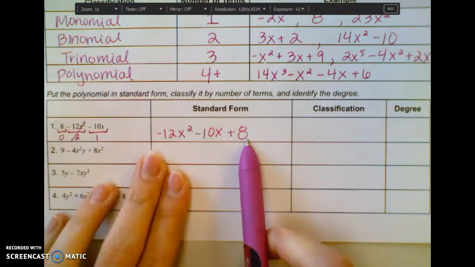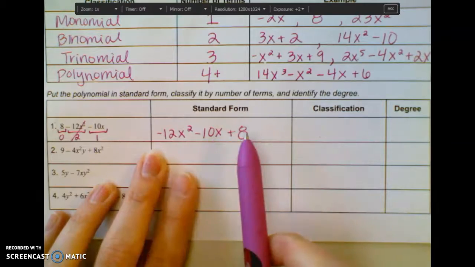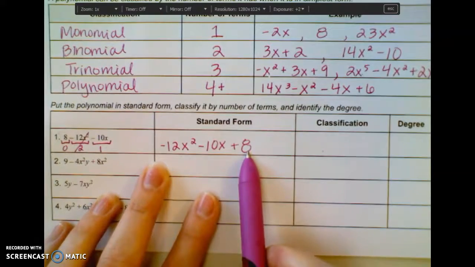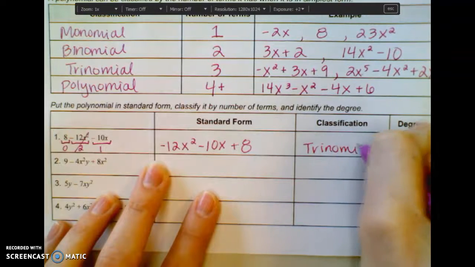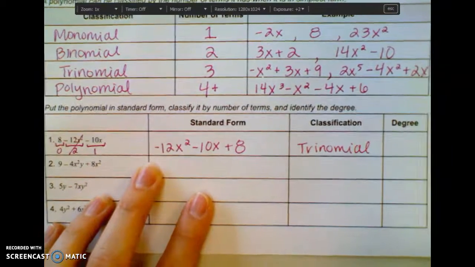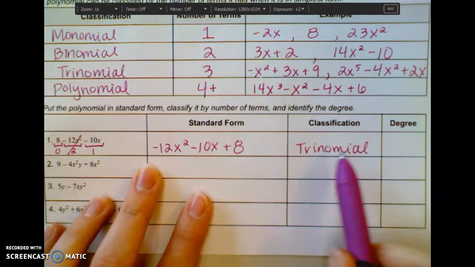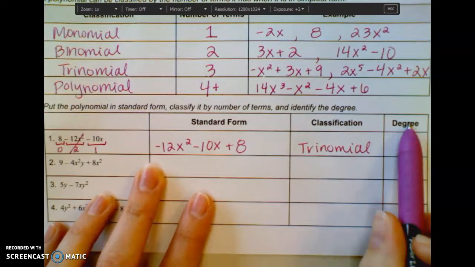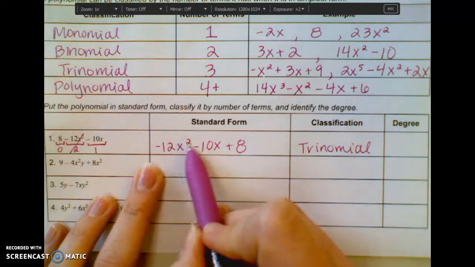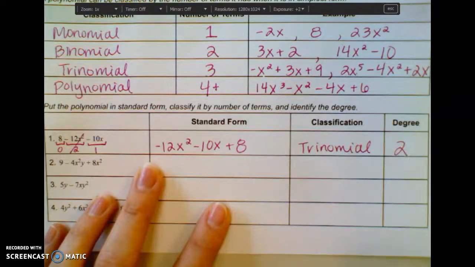Well, now that it's in standard form and in simplest form, we can classify it. It has 1, 2, 3 terms, and 3 terms means a trinomial. So this is a trinomial. Lastly, we want the degree of the polynomial. Specifically, it is a trinomial. The degree is going to be 2 because that's the degree of the highest term. So this is a degree 2 trinomial.